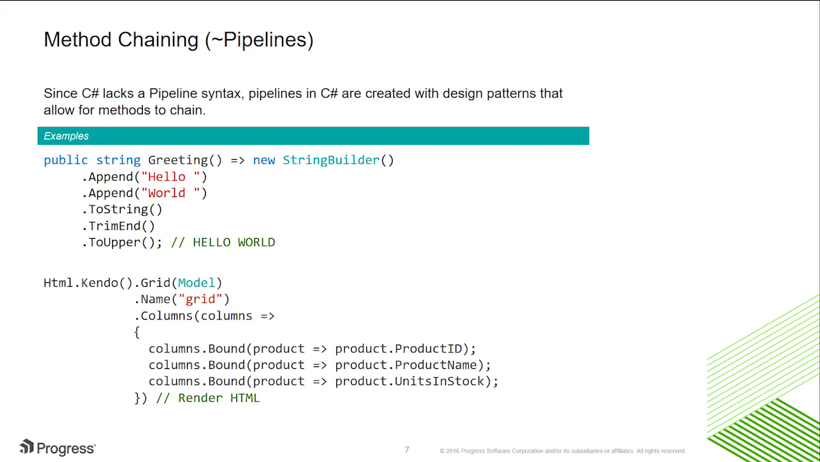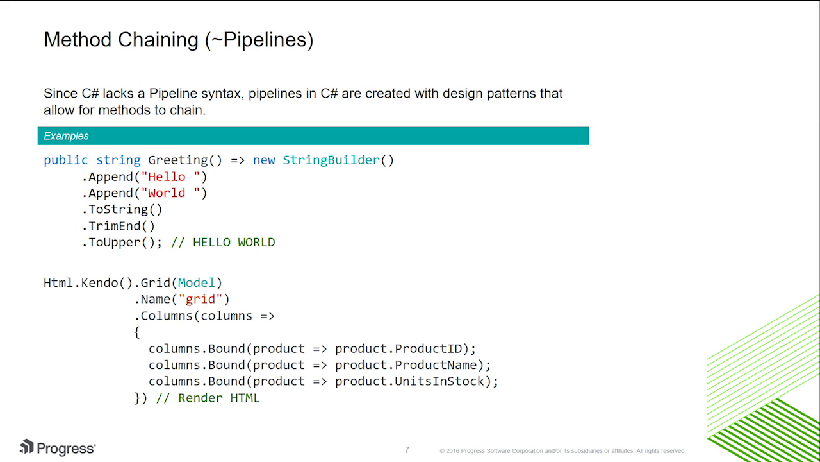The first example is a greeting. We're creating a string builder and calling append on it to add values to it instead of concatenating a bunch of variables together. Once we call toString, we can keep concatenating these functions onto the end of it. We can trim the end to get that white space off, and then capitalize the whole thing. We do that all in one swoop. Again, there's very little ceremony there. We could write that in many, many more lines of code.